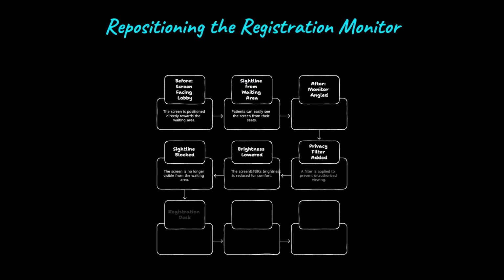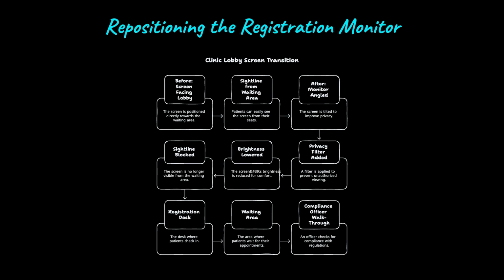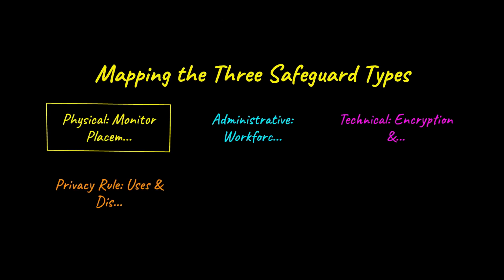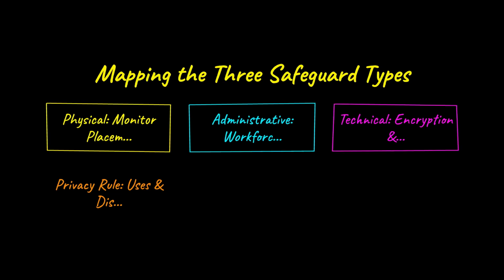Picture a compliance officer walking the lobby and noticing the registration monitor faces the seating area, readable from 12 feet away. The staff repositions the monitor at an angle, adds a privacy filter, and lowers the brightness, and the next walkthrough confirms nothing is legible from the lobby. The exam tests precise mapping. Administrative safeguards cover training and sanctions. Technical safeguards cover encryption and audit logs inside software, and the privacy rule governs permitted uses and disclosures. Physical safeguards alone cover the tangible environment, exactly where monitor placement at the front desk belongs.